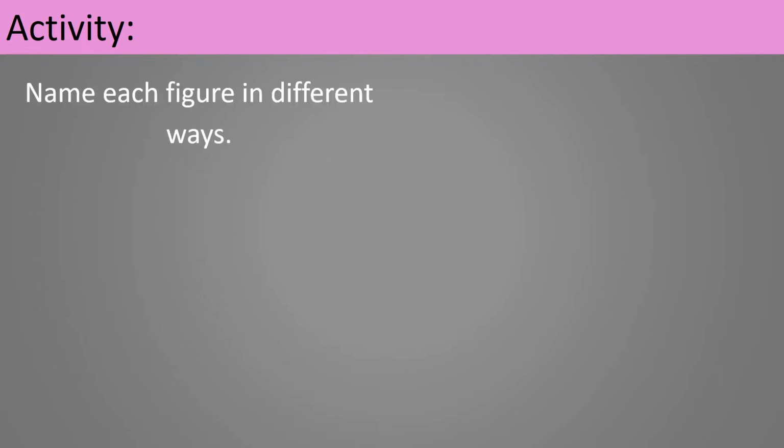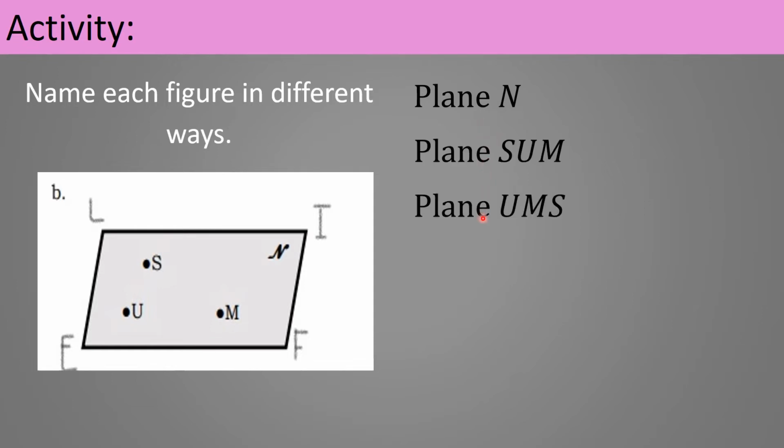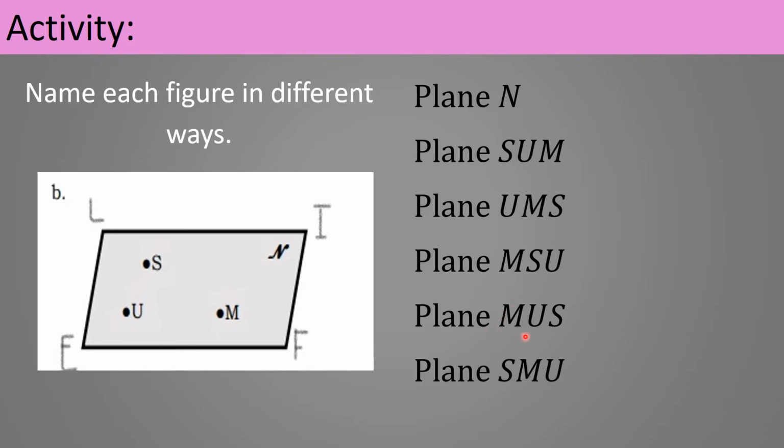We have here, name each figure in different ways. So we have here the plane. How can we name it in different ways? We can name it as plane N. We can name it as plane SUM. We can name it as plane UMS. We can name it as plane MSU, plane MUS, plane SMU, or plane USM.